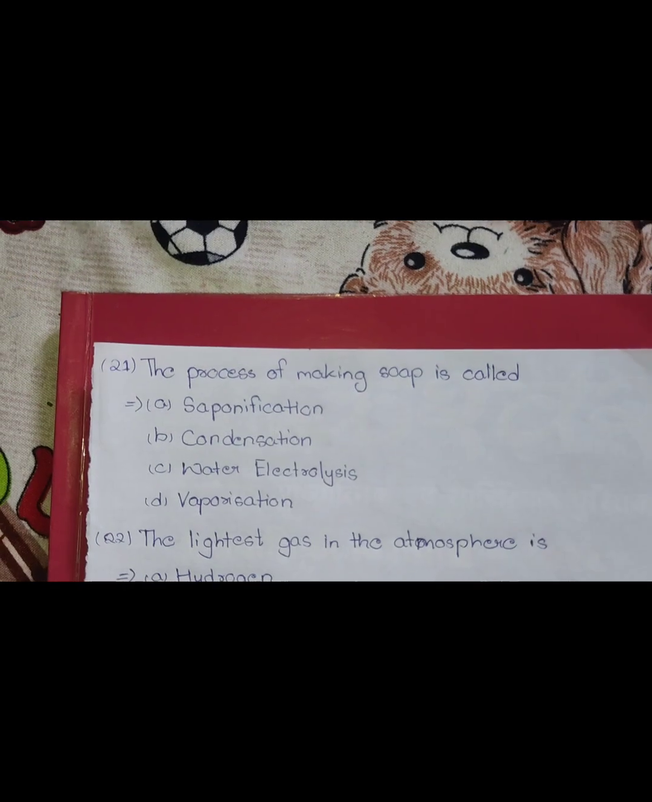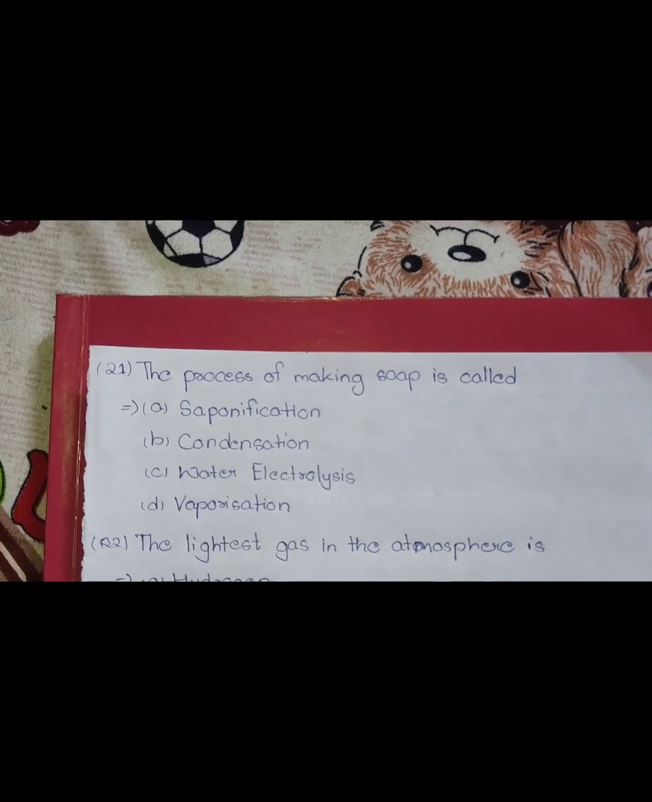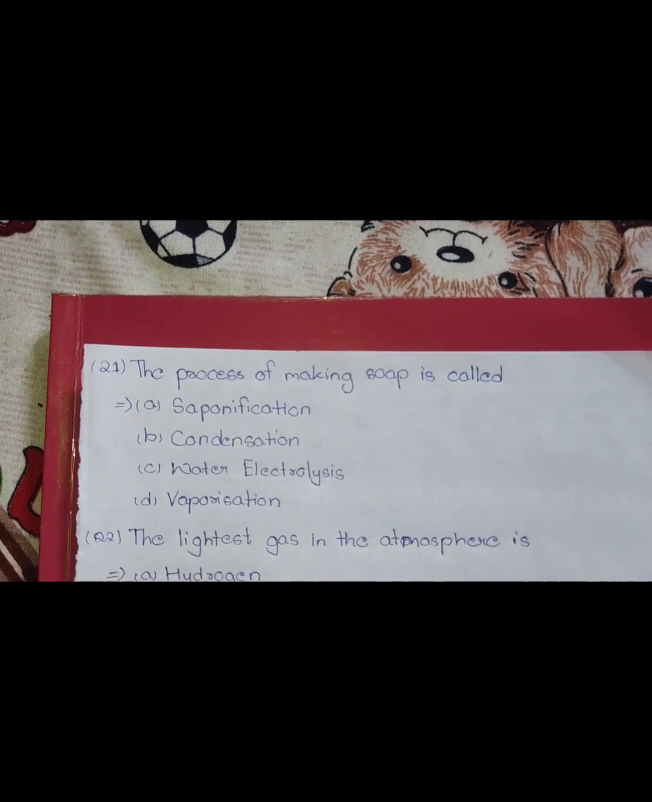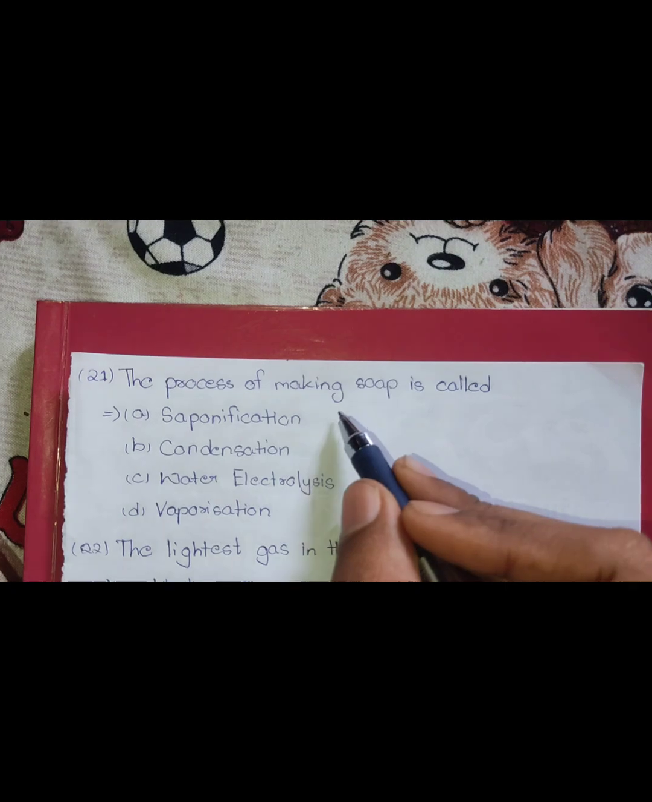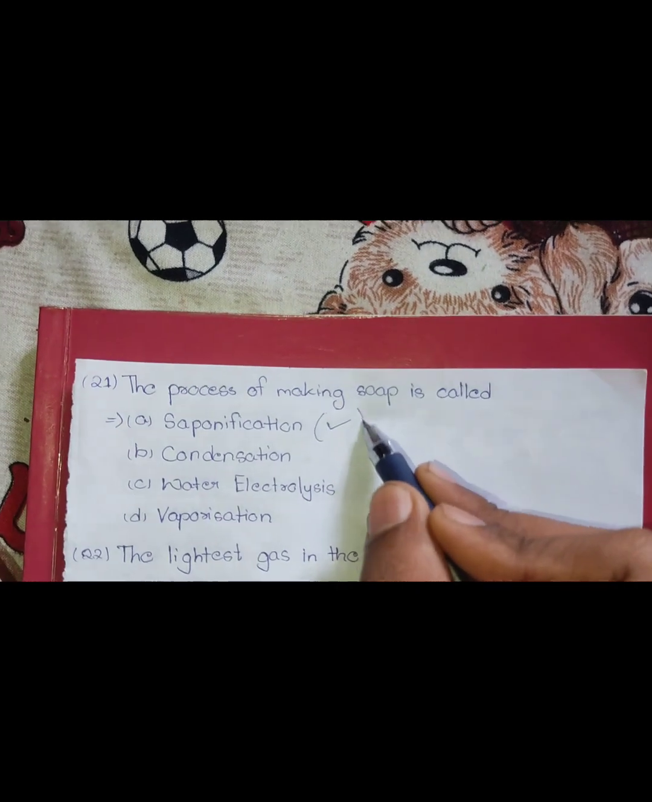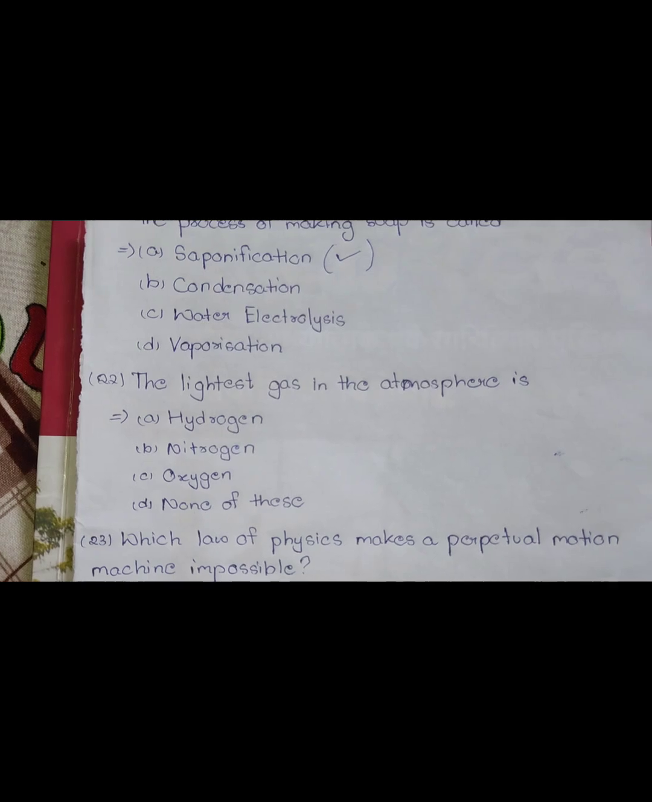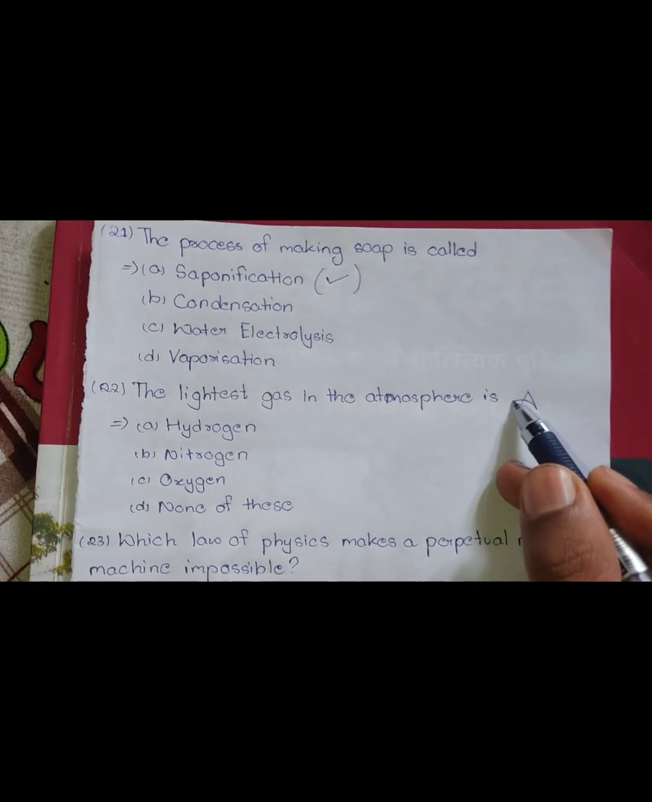Next question. The process of making soap is called option A, saponification. Option B, condensation. Option C, water electrolysis. Option D, vaporization. So the right answer is option A, saponification.